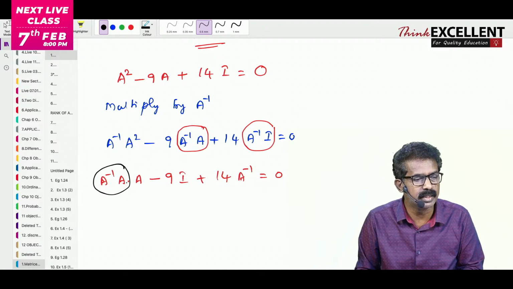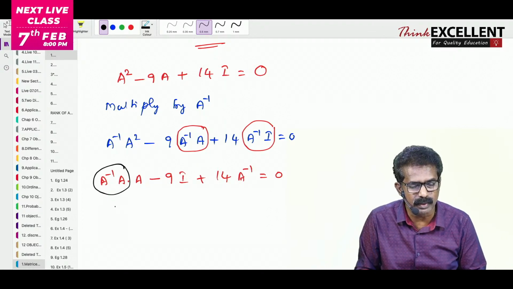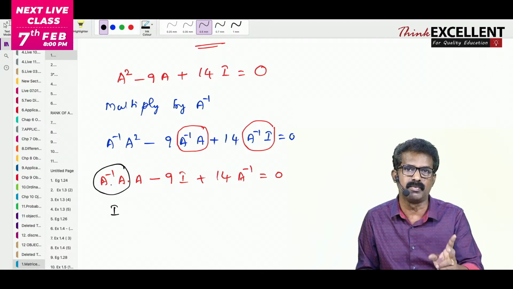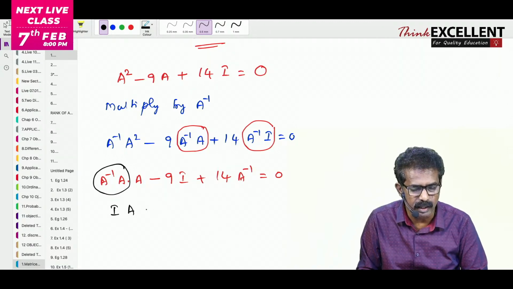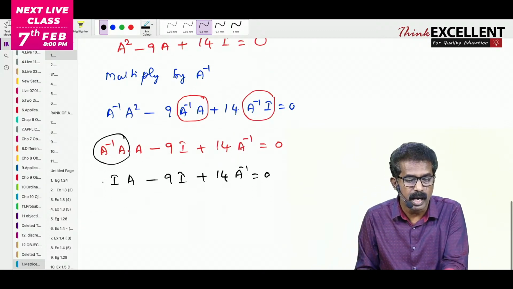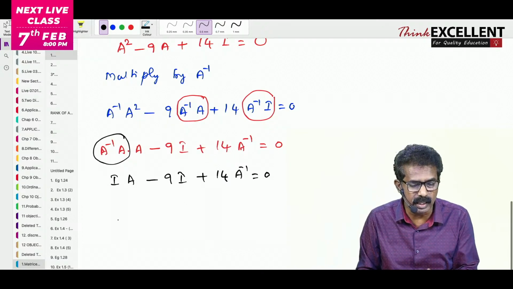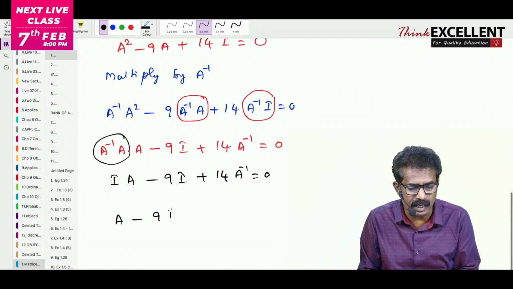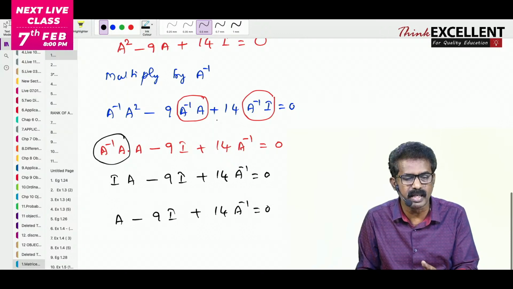A inverse into A inverse into A, your answer is what? I. A matrix into its inverse, your answer is I. Into A minus 9I plus 14A inverse equal to 0. One more step. I into A is what? A minus 9I plus 14A inverse equal to 0. We have to find A inverse.